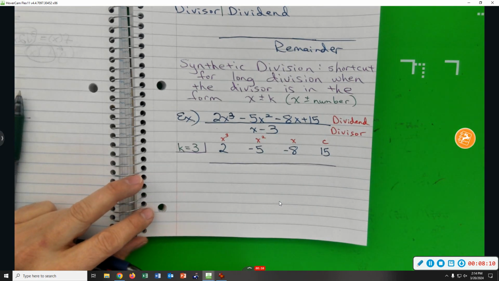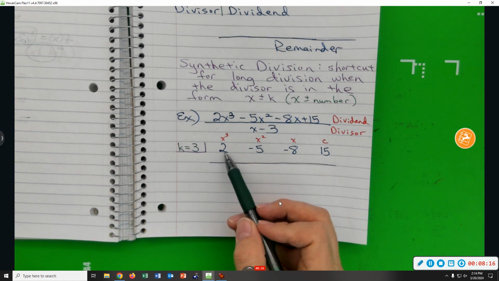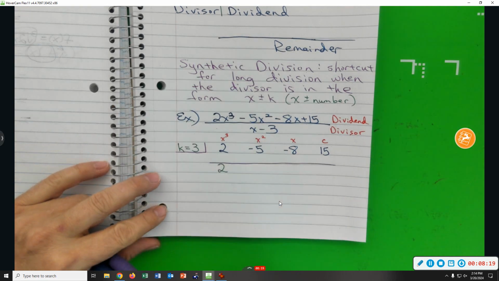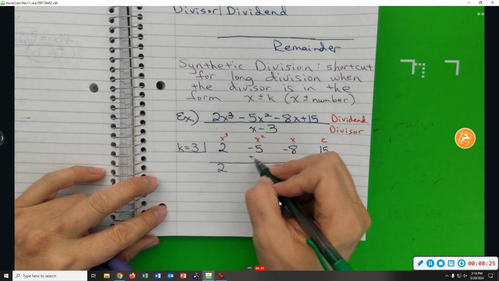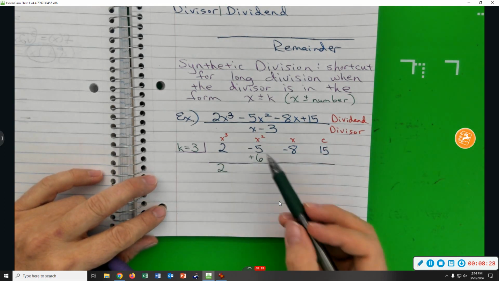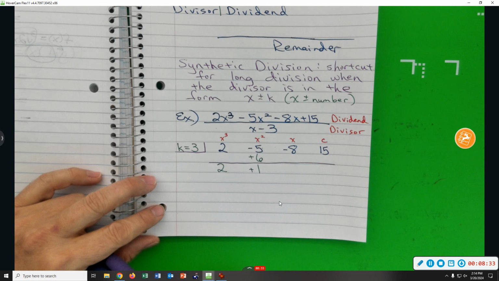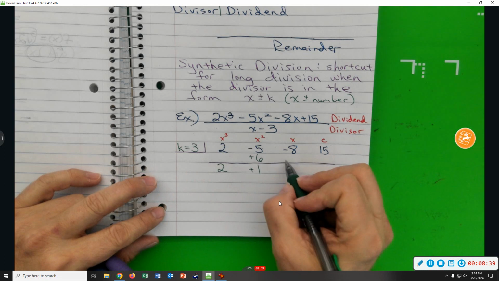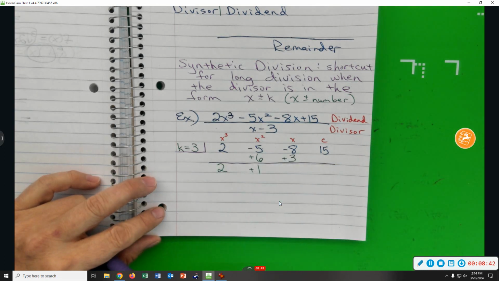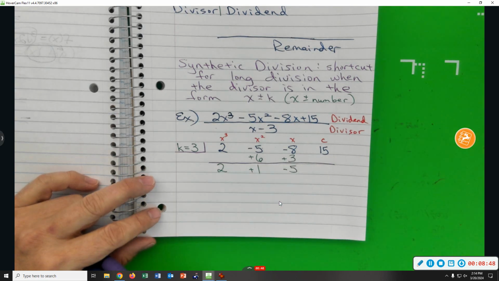To get this process started, the first thing you do is bring down the leading coefficient. 2 comes down. Then you go 2 times 3, that's a positive 6. Negative 5 plus 6 is a positive 1. Then you repeat the process. Positive 1 times positive 3 gives me a positive 3. Negative 8 plus 3 gives me a negative 5. And you repeat until you run out of columns.